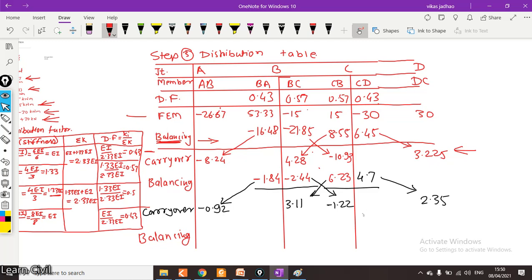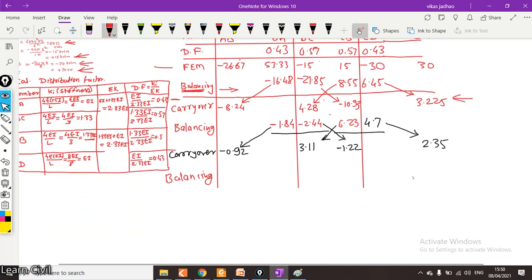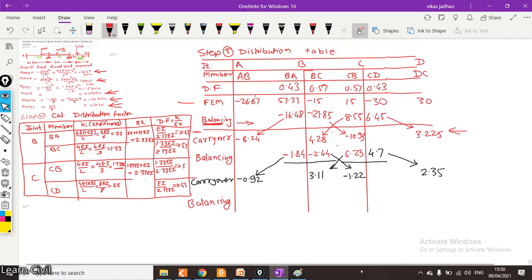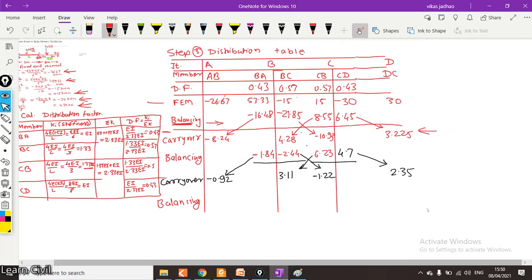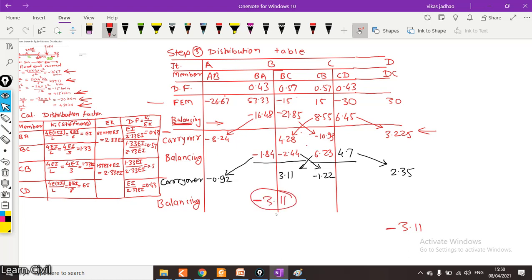Okay, now how will we do the balancing? For balancing, we will apply a balancing moment for the unbalanced moment. At this joint B, we have 3.11 kilonewton meter unbalanced force. So the balancing force we will apply is minus 3.11, and this will be distributed among BA and BC in terms of their distribution factor.